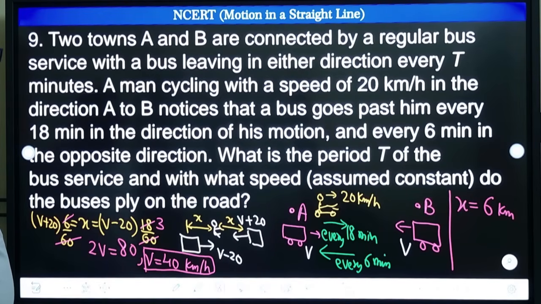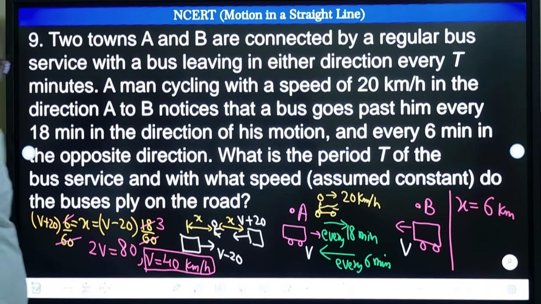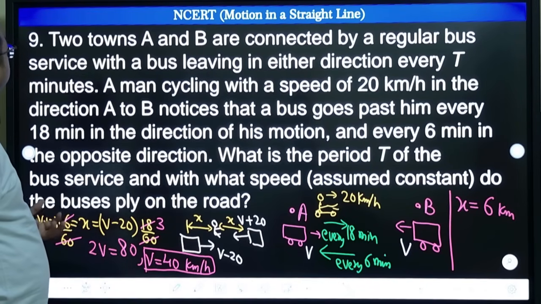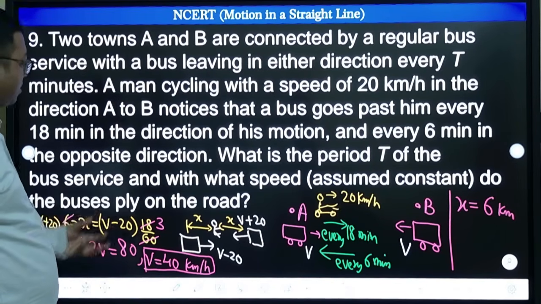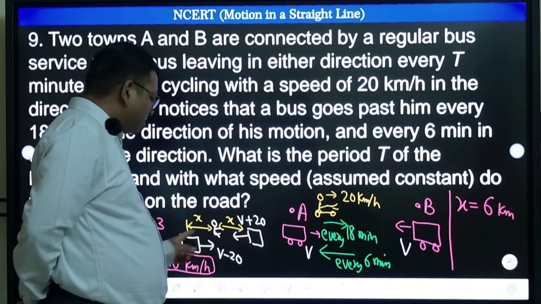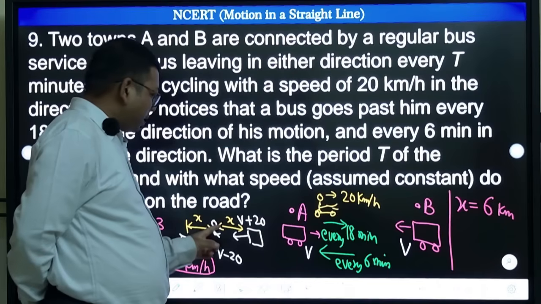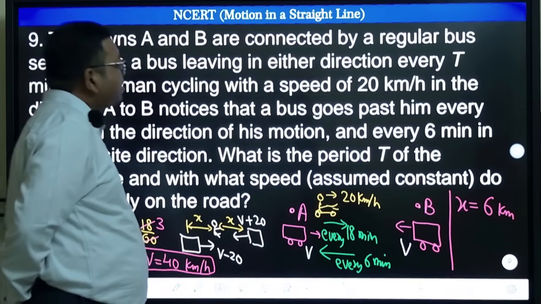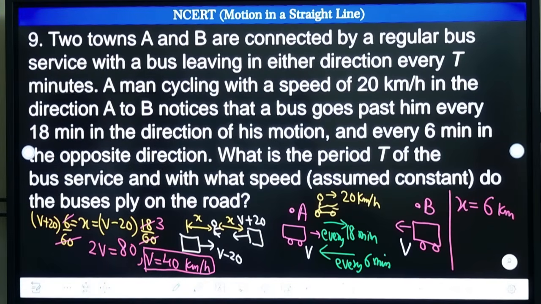What do you want to calculate? What is the period t of the bus service, where t means per minute. Every t minutes buses are coming. So note here that the bus which was coming is one bus in this much time. Similarly here, this many buses were coming. Every 6 minutes buses were coming.